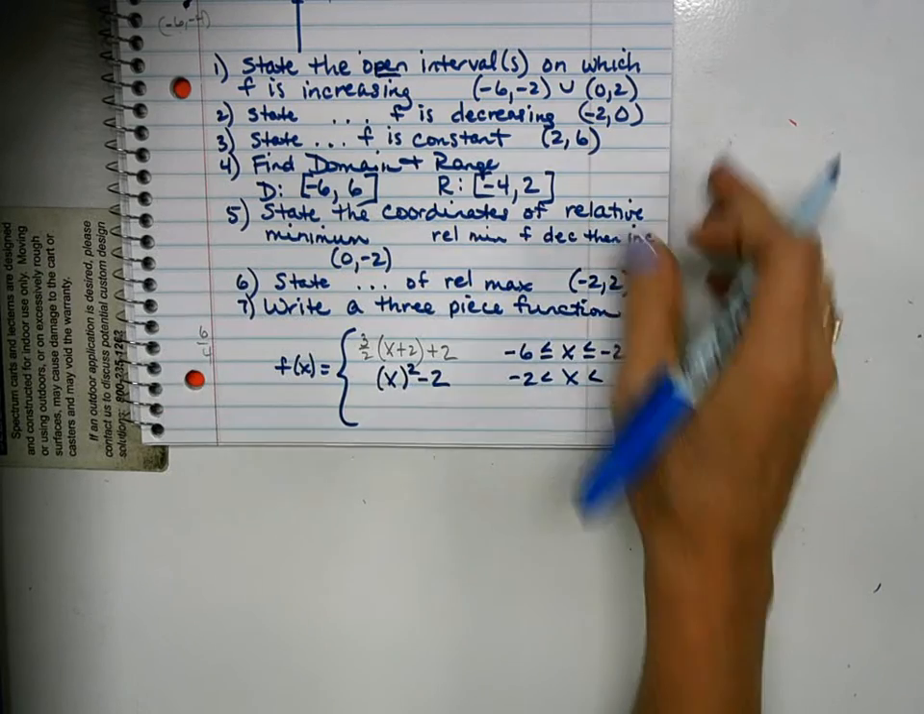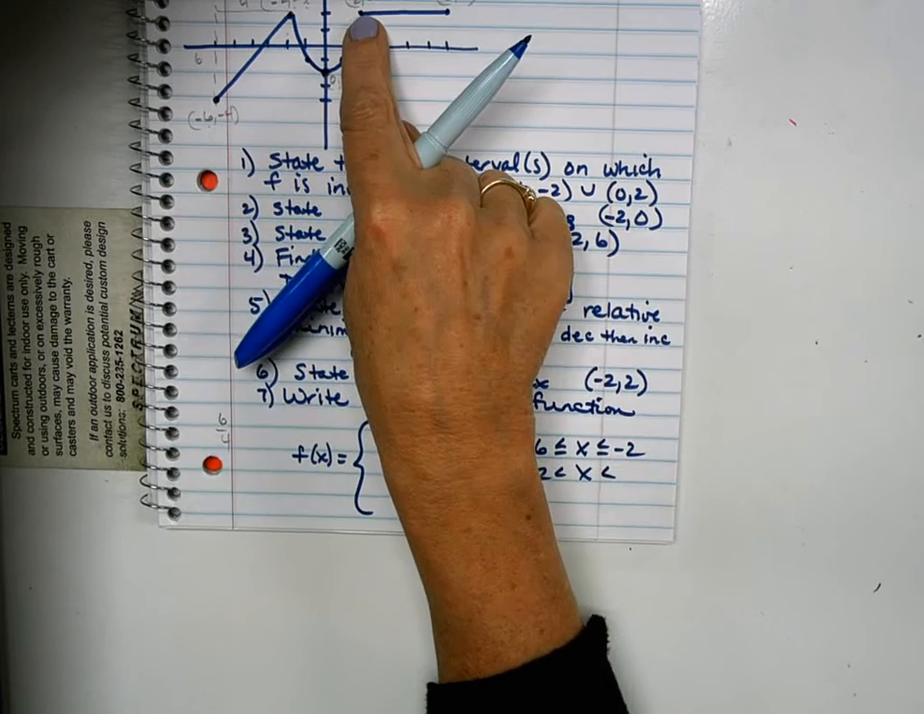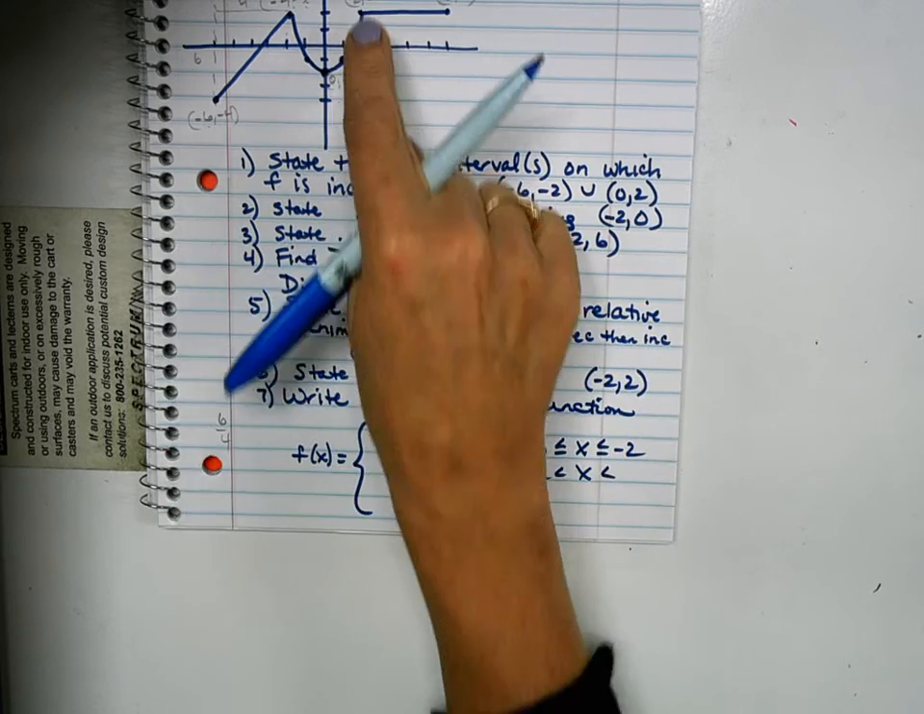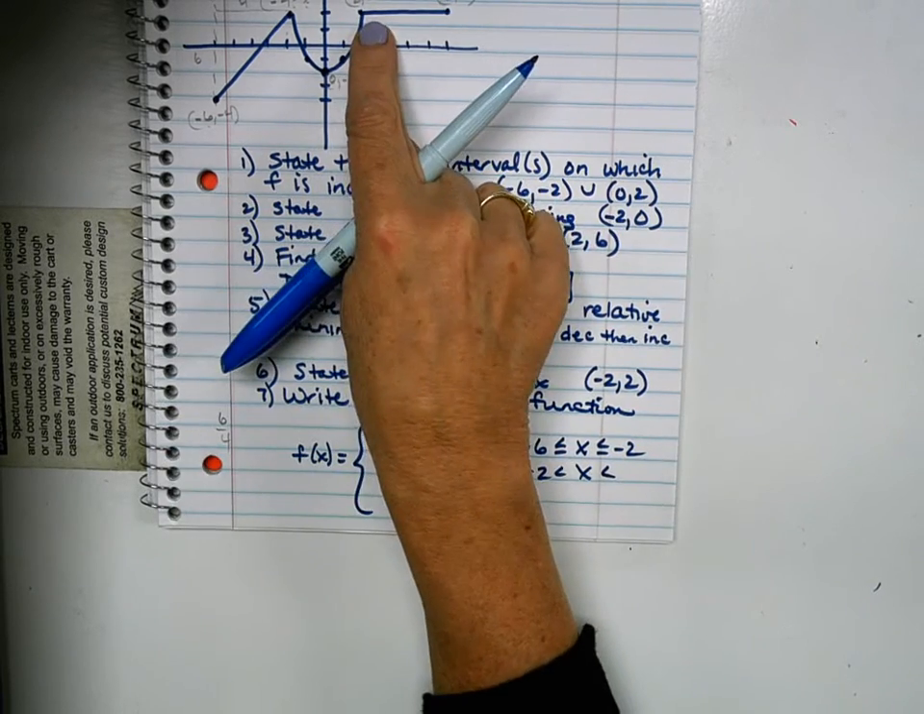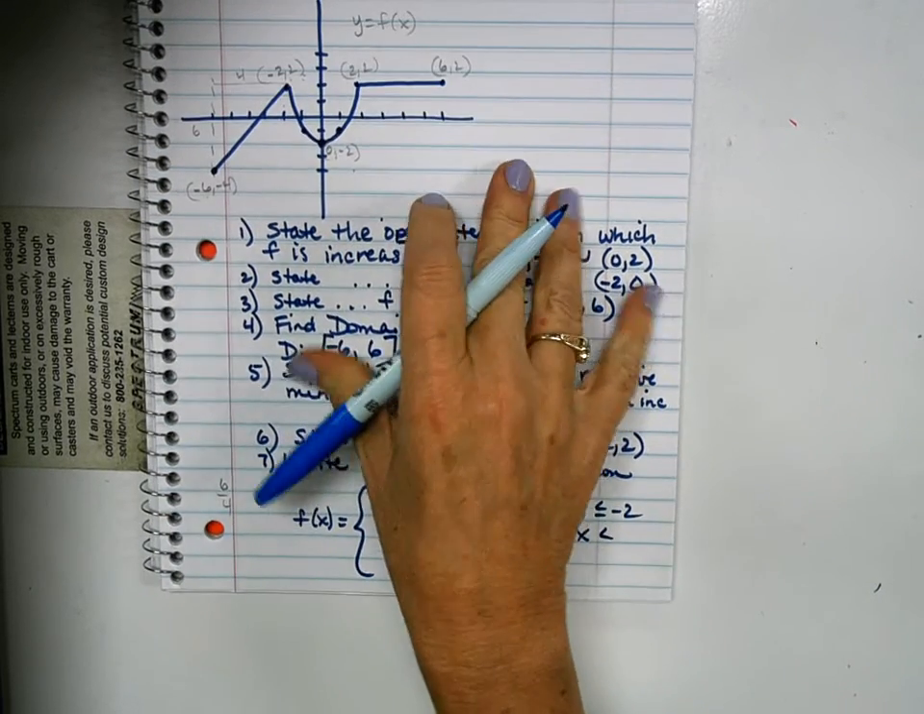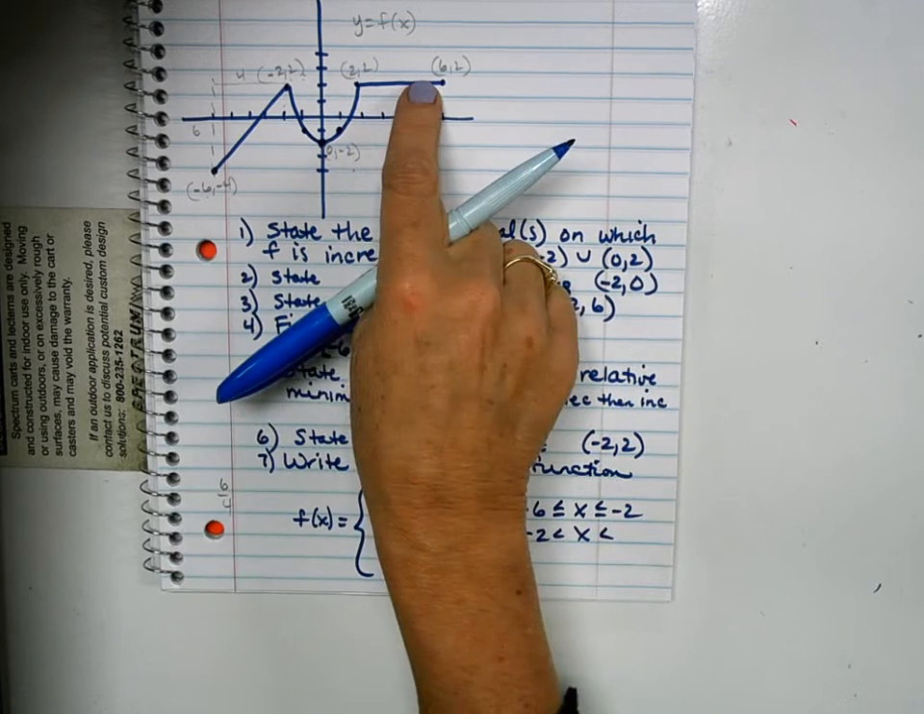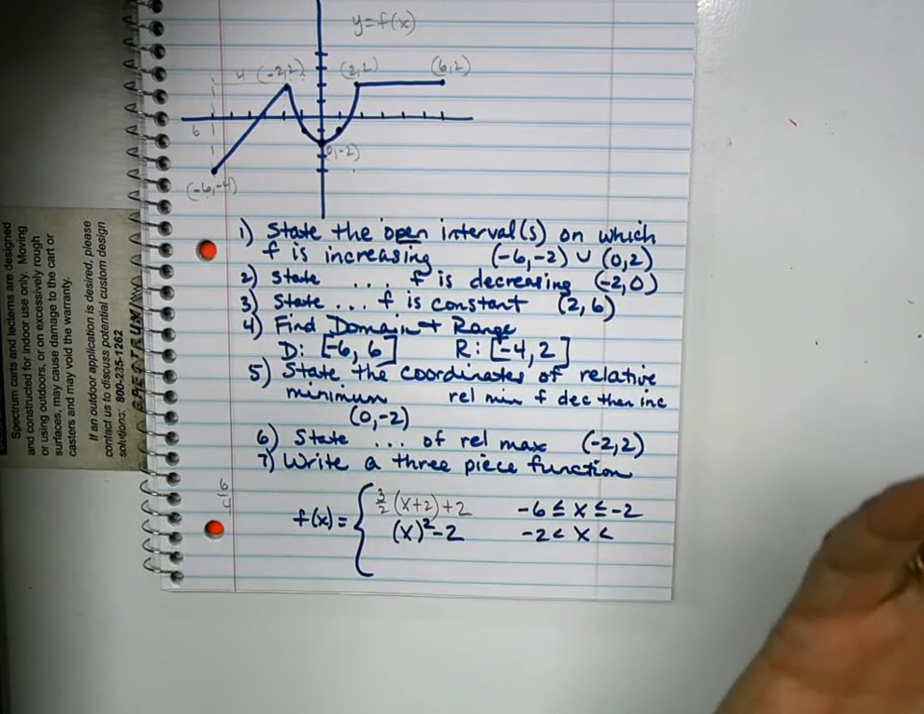We're going to go all the way to 2. You get to choose which one you want to include it with. Do you want to include the 2 with this quadratic? You can't see what I'm pointing to here. Do you want to include it with the quadratic, or do you want to include it with this horizontal line? It really doesn't matter. Just put it with one of them.